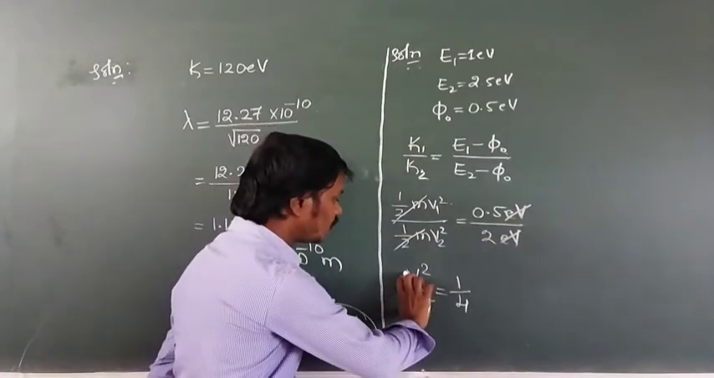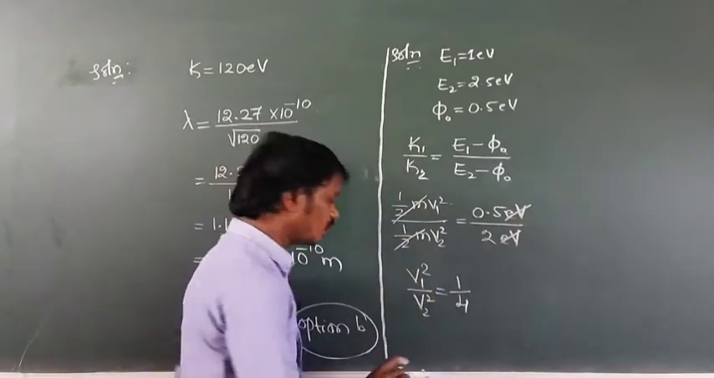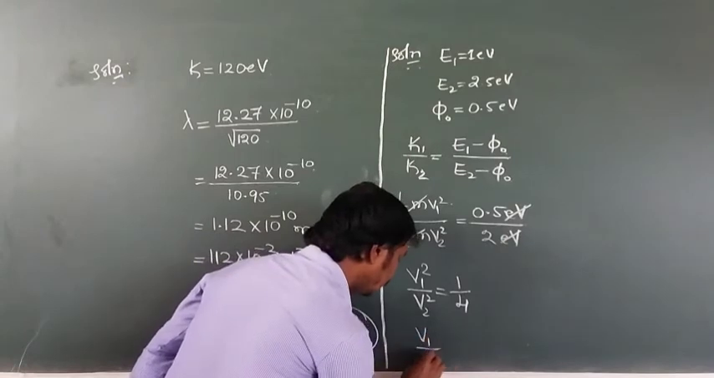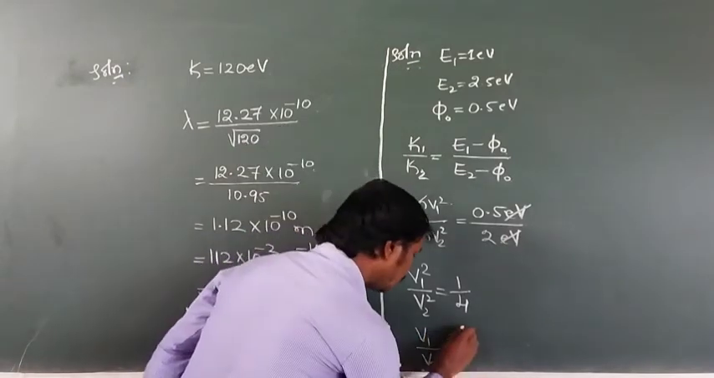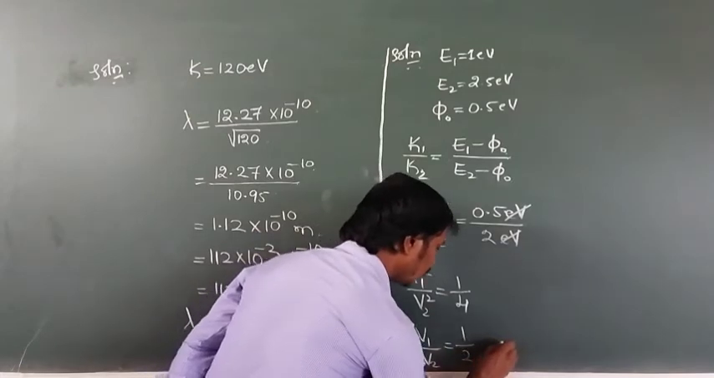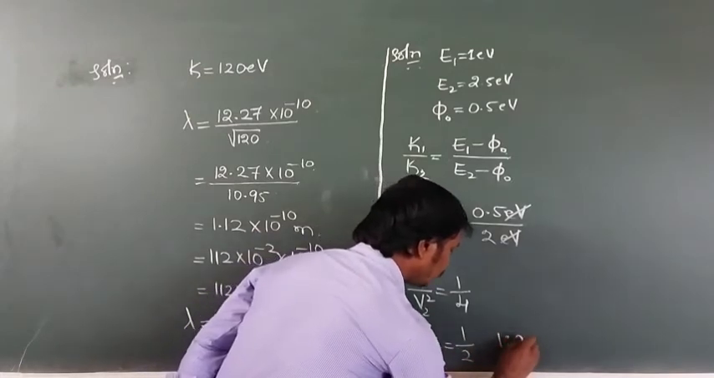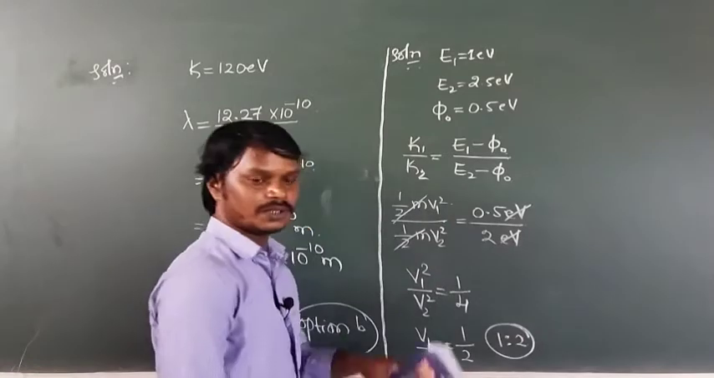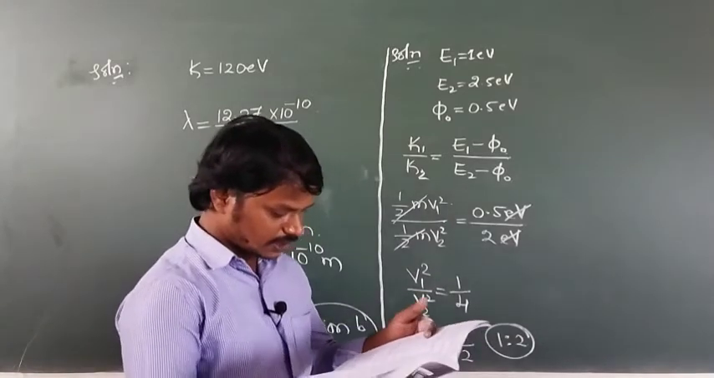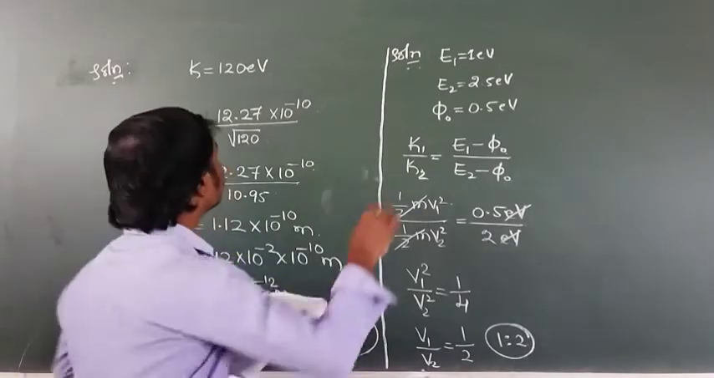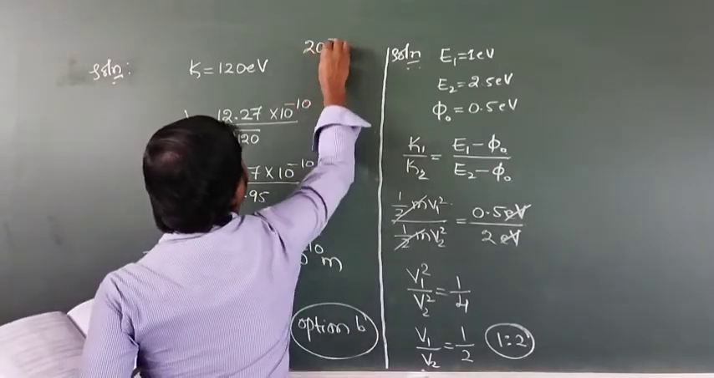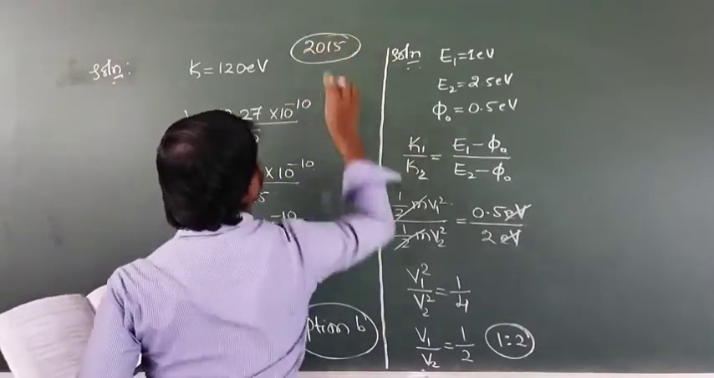But we need the ratio of V1 and V2. Now V1 by V2 is equal to square root of 1 by 4, which is 1 by 2. Hence the answer is 1:2. Then which is the correct option here? The second option is correct. So these two questions were asked in the year 2015 in the KCET exam.